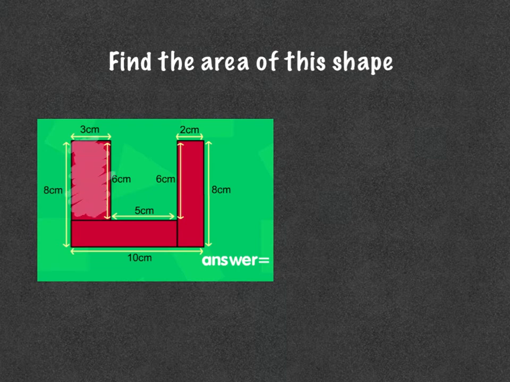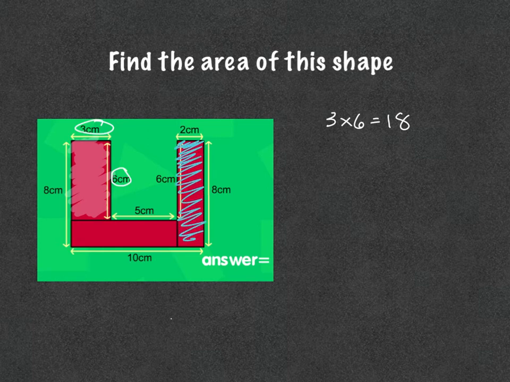So this rectangle, we have 3 times 6 would be our base and our height for this. So 3 times 6 equals 18. And then let's go with our other one over here. So this rectangle, we have 2 times 8, which equals 16. Now, this third shape is the tricky one.